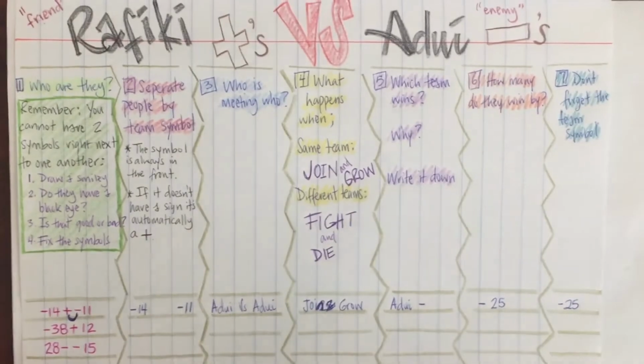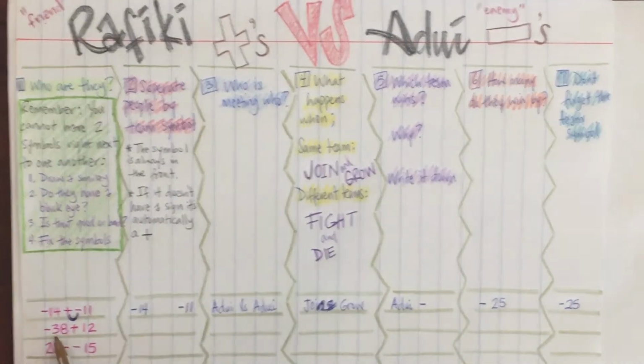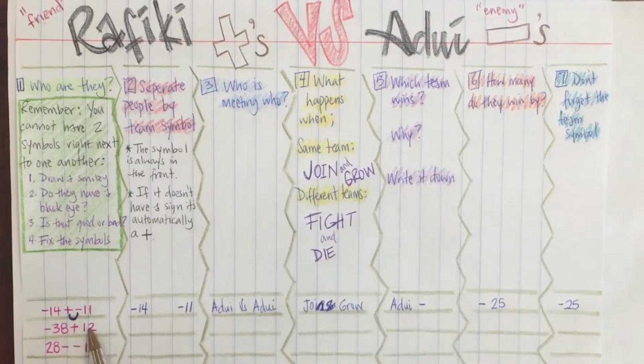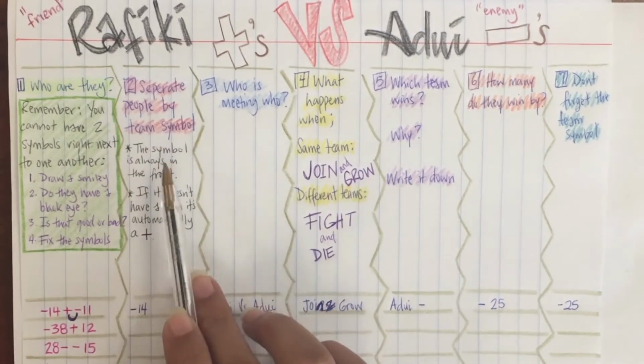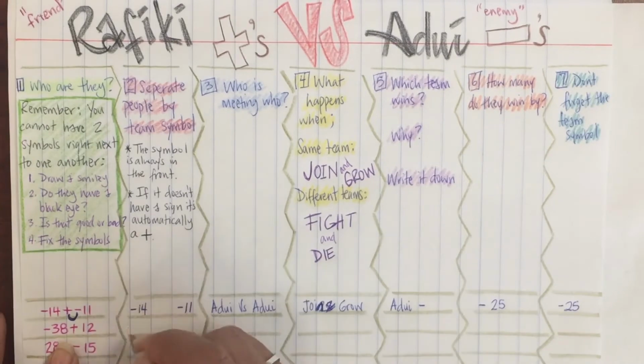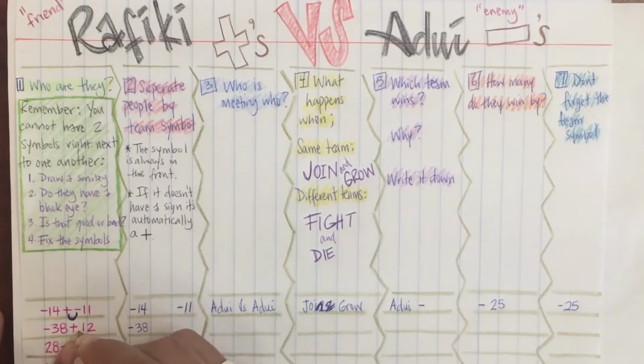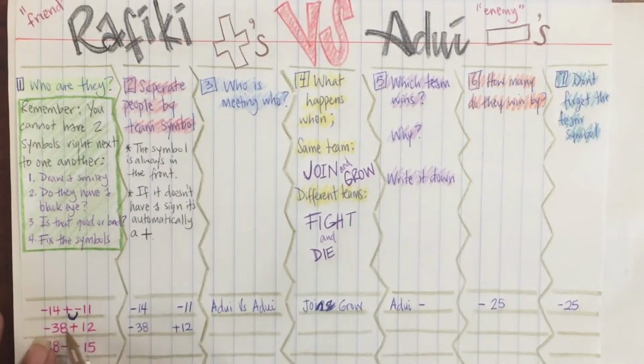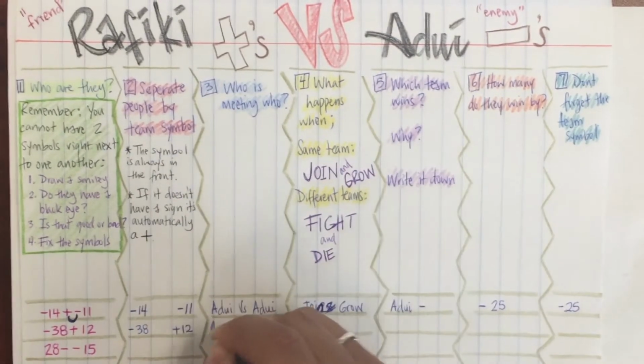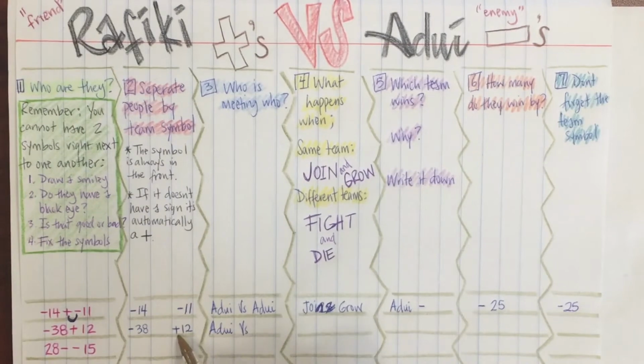Alright, let's take a look at another example. Do we have 2 symbols next to each other? No, so we're good. Alright, so we don't have 2 symbols, so we're fine. So separate them by their symbols. So we're going to separate the negative 38 and then the positive 12. Alright, who's meeting who? Adui is meeting, because that's negative, Rafiki, because Rafiki is positive.